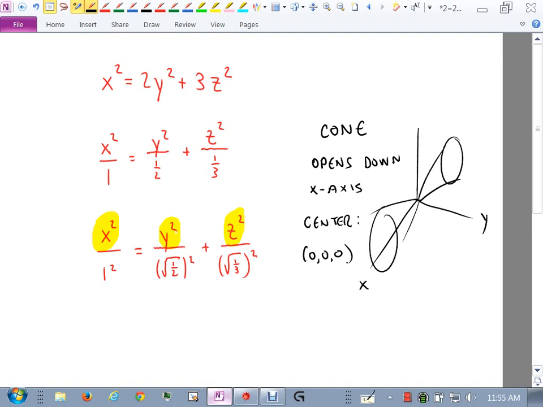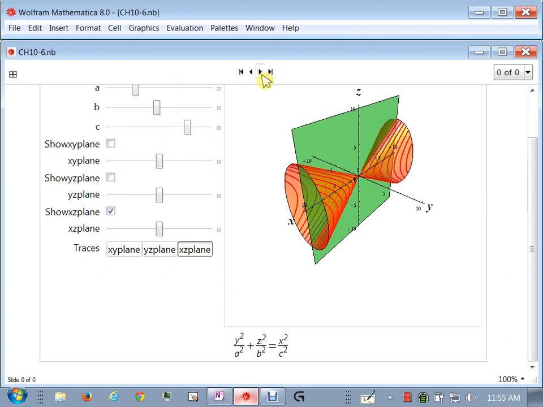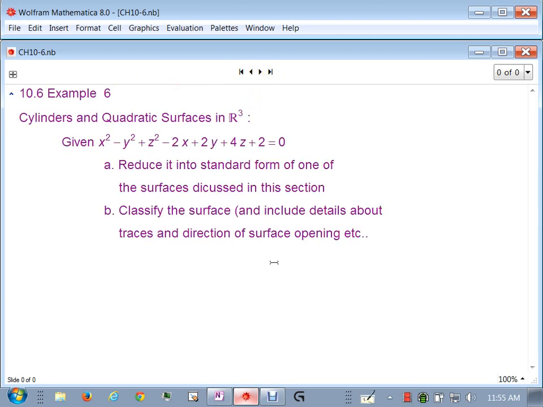We're not trying to sketch it. Any questions? Next one I'm going to do is example 6. So I'm skipping example 5. I'm leaving it for you. Same thing. Take that, reduce it into standard form, classify it.